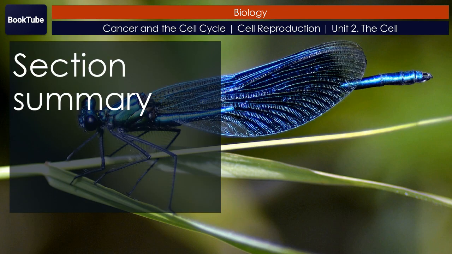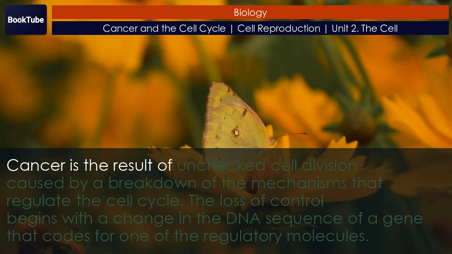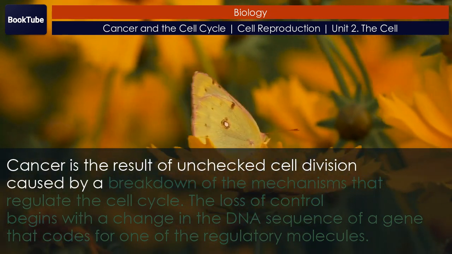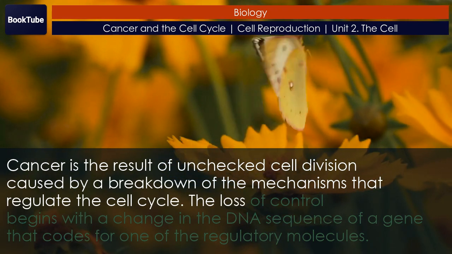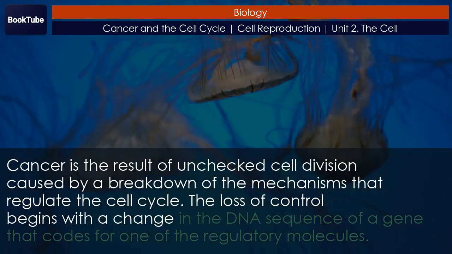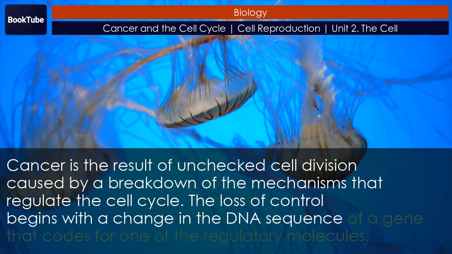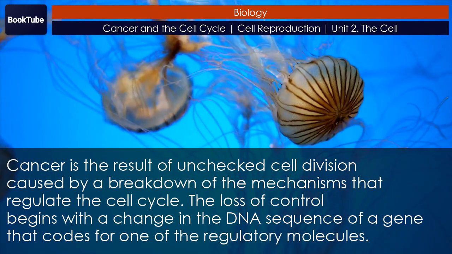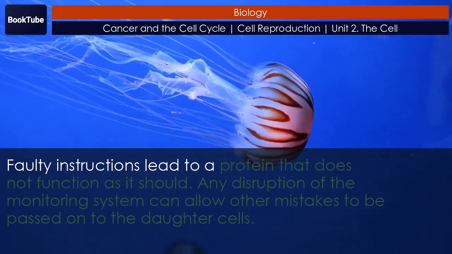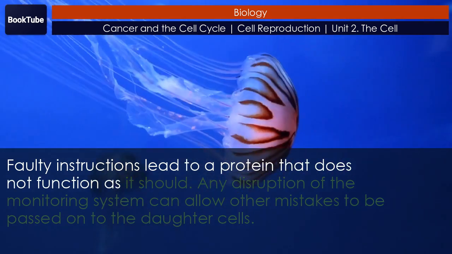Section summary. Cancer is the result of unchecked cell division caused by a breakdown of the mechanisms that regulate the cell cycle. The loss of control begins with a change in the DNA sequence of a gene that codes for one of the regulatory molecules. Faulty instructions lead to a protein that does not function as it should.